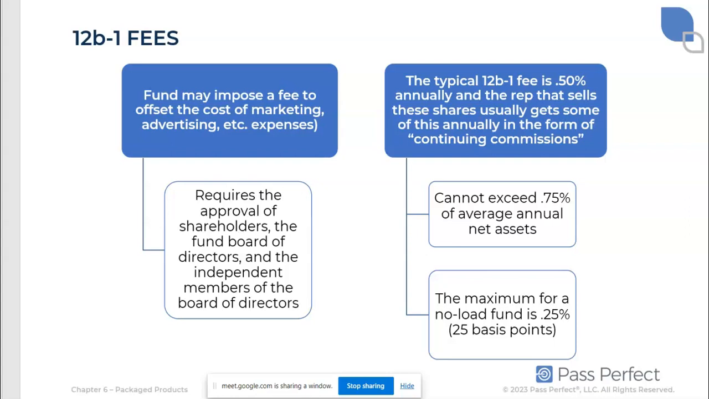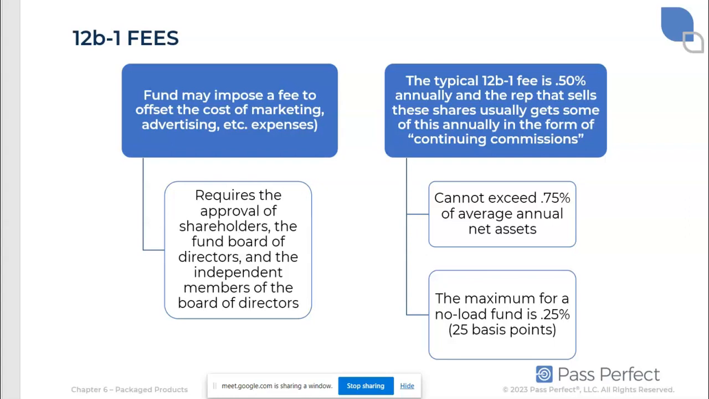All right, what's the typical 12B1 fee? It's typically 1/2 of 1% per year, 0.5%. But FINRA rules do say that the maximum 12B1 fee is 0.75%, or 3/4 of 1% per year. It's an asset-based charge, so it's based on the average net assets of the fund.